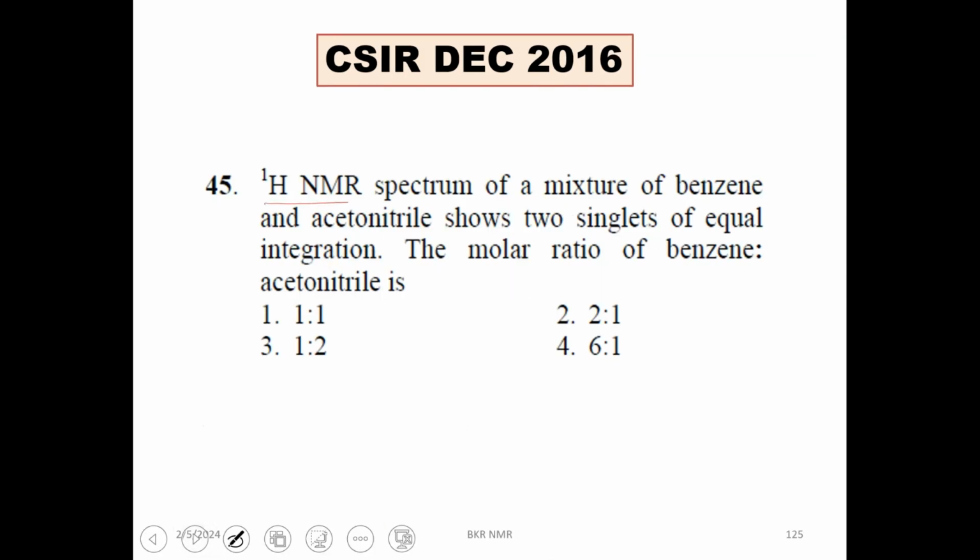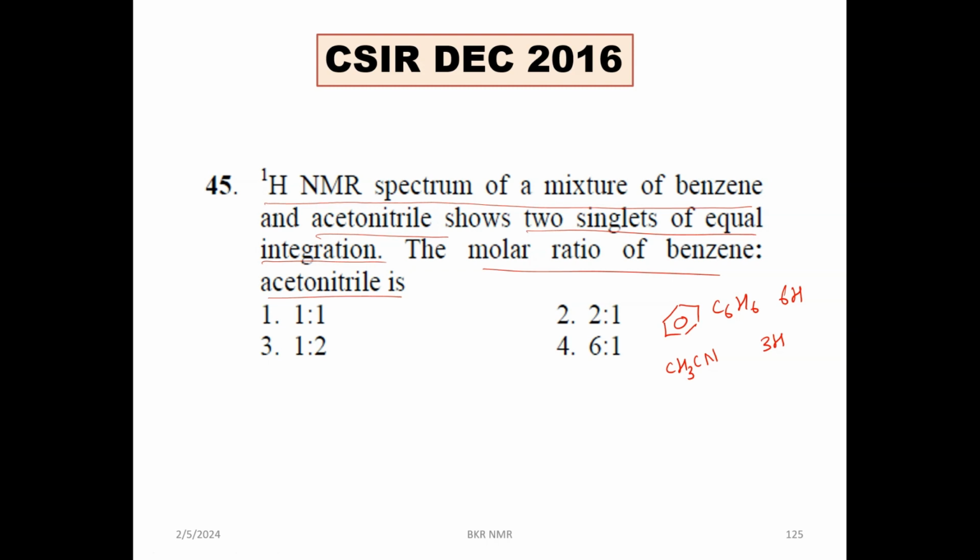On 16, they're asking: the proton NMR spectrum of a mixture of benzene and acetonitrile shows two singlets of equal integration, and the molar ratio of benzene and acetonitrile they're asking for. So benzene is C6H6, acetonitrile is CH3CN. I have here 3 hydrogen, here I have 6 hydrogen. Two singlets of equal integration, therefore it is 1 is to 1.